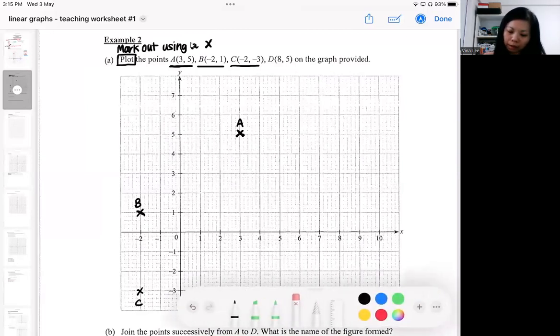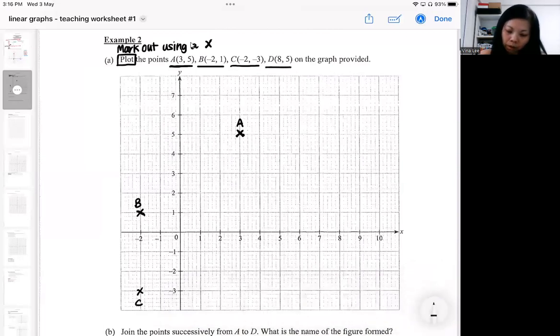Okay, then the next one, D, (8, 5). So look for 8 on the x-axis and then 5 on the y-axis. See where that brings you. So it's (8, 5), so that will be your D. Okay, so once you get that, you just remove the dotted lines.